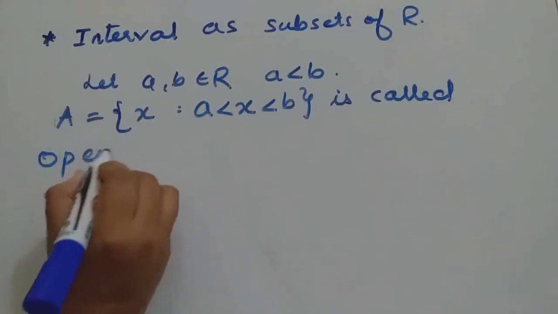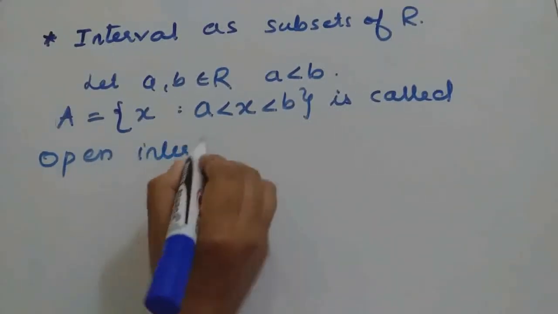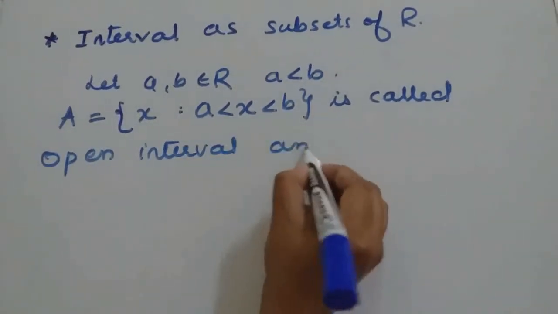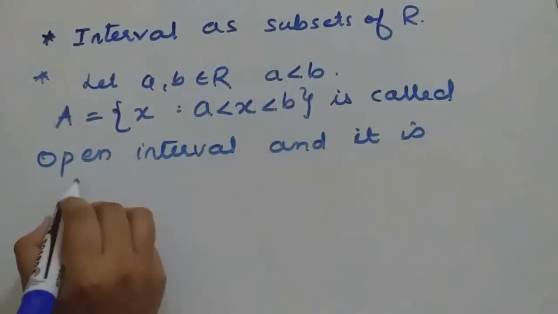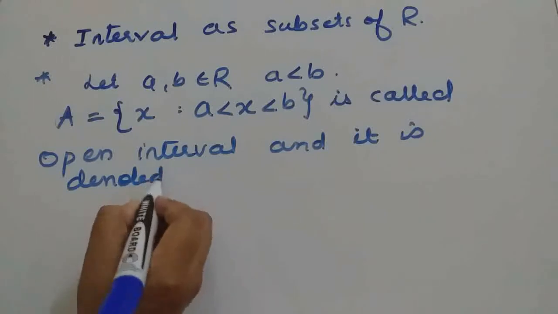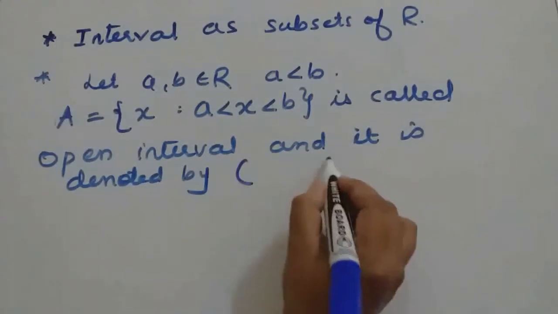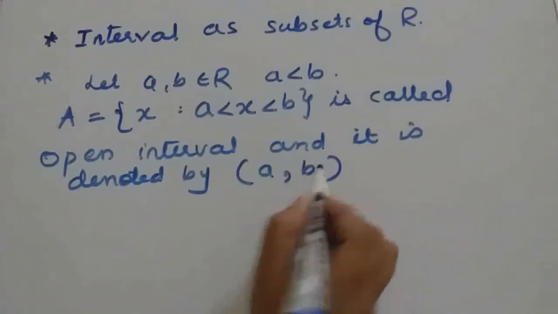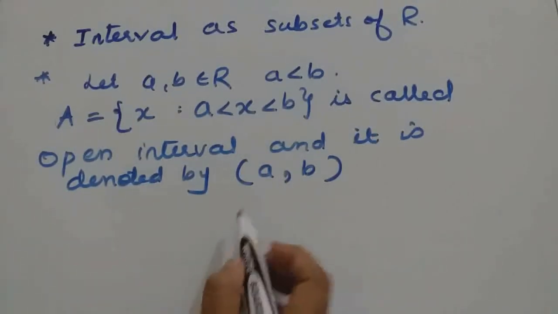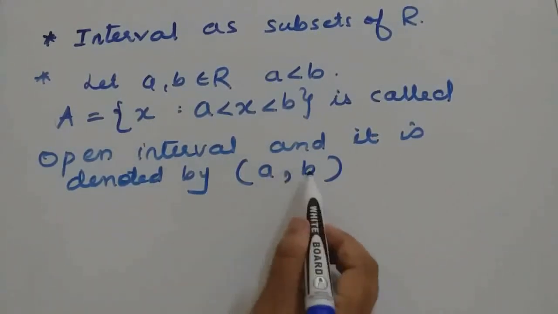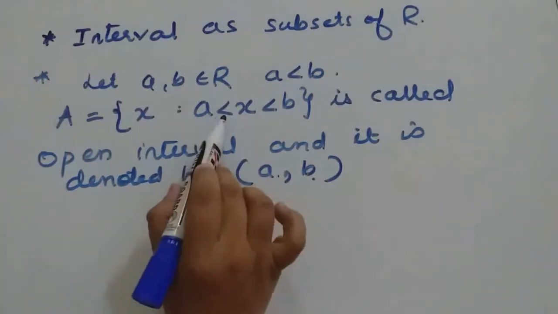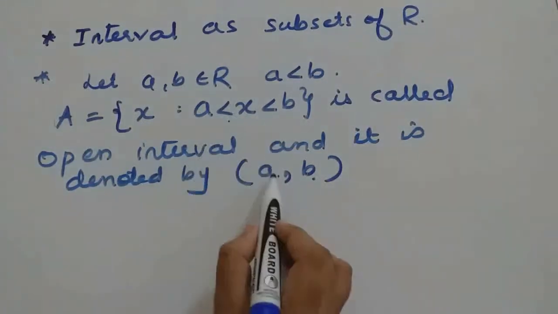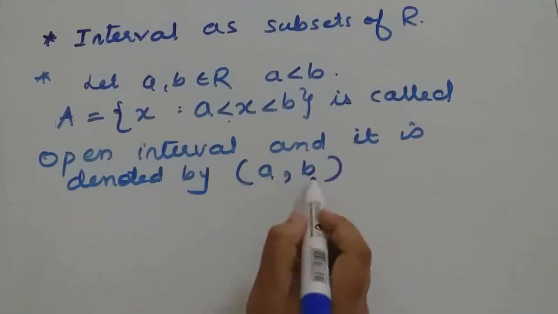an open interval, and it is denoted by this bracket a comma b. So all the points in between a and b will be included in this set, but a and b won't be there in the set.